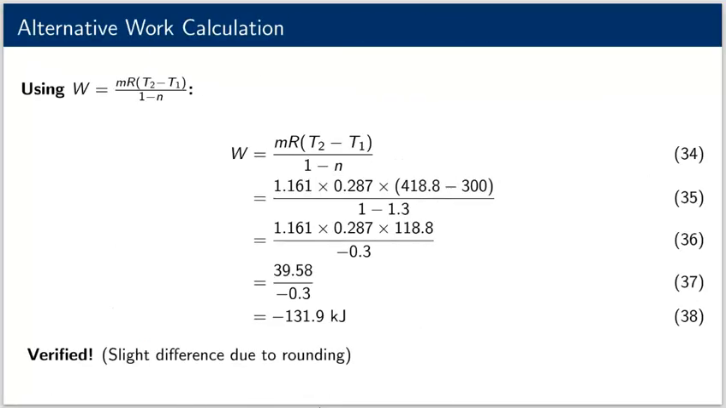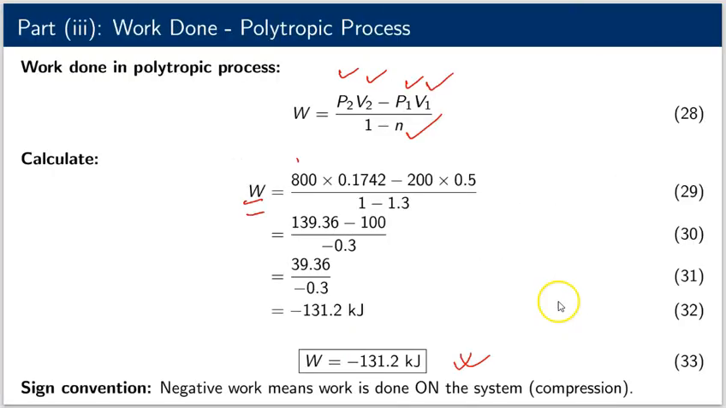Alternatively, we can calculate it in a similar way. You can remember the formula mR (T2 minus T1) divided by (1 minus n). Again we plug all this, we got minus 131.9, which is similar to the earlier calculation.